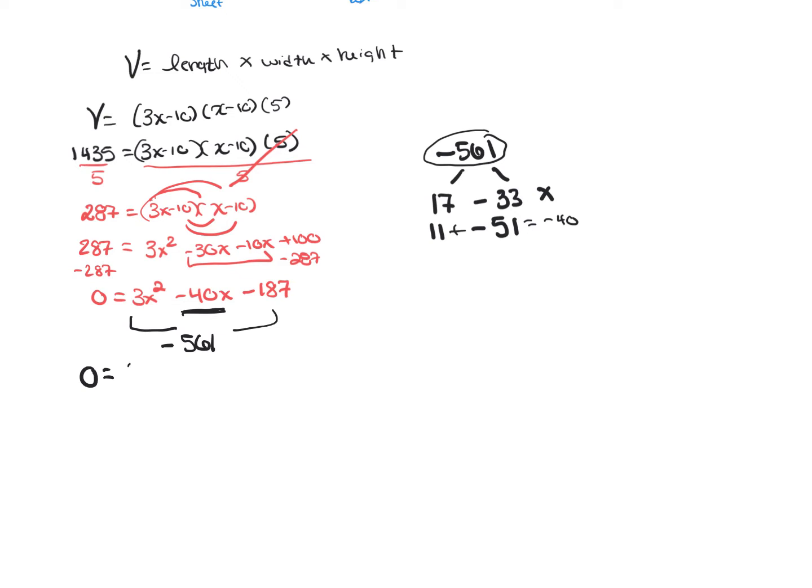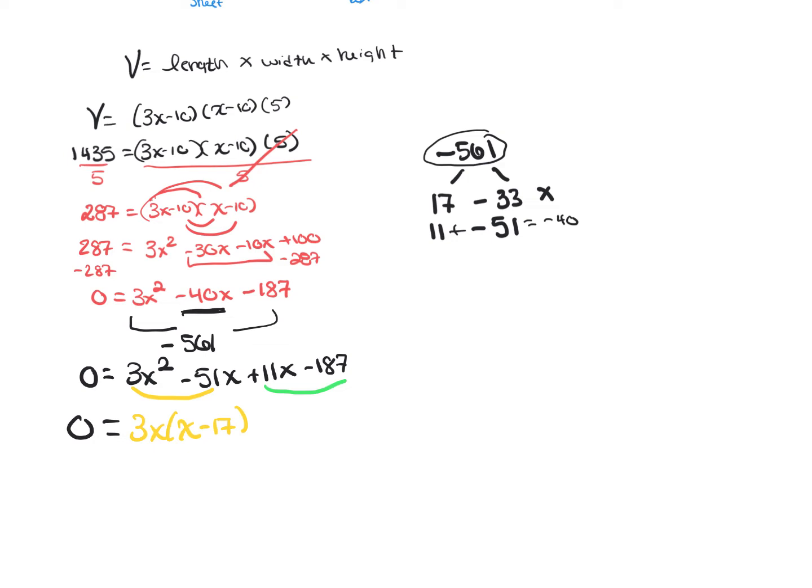So 0 equals 3x squared minus 51x plus 11x minus 187. This is that factor by grouping thing. Again, I'm going to make a group, a yellow group, and a green group. In my yellow group, they both have a 3x in common, so I'm going to pull a 3x out. I'm left with an x. 51 divided by 3 is a 17, so minus 17.